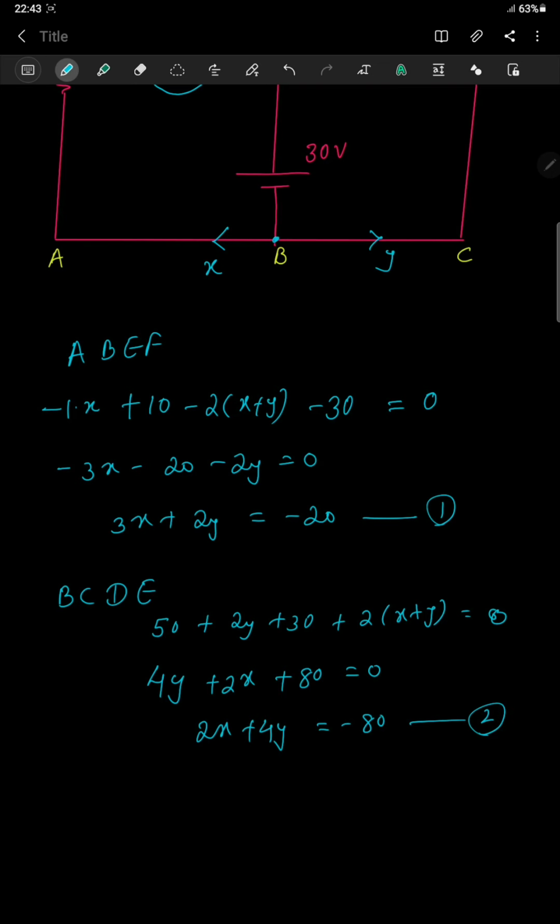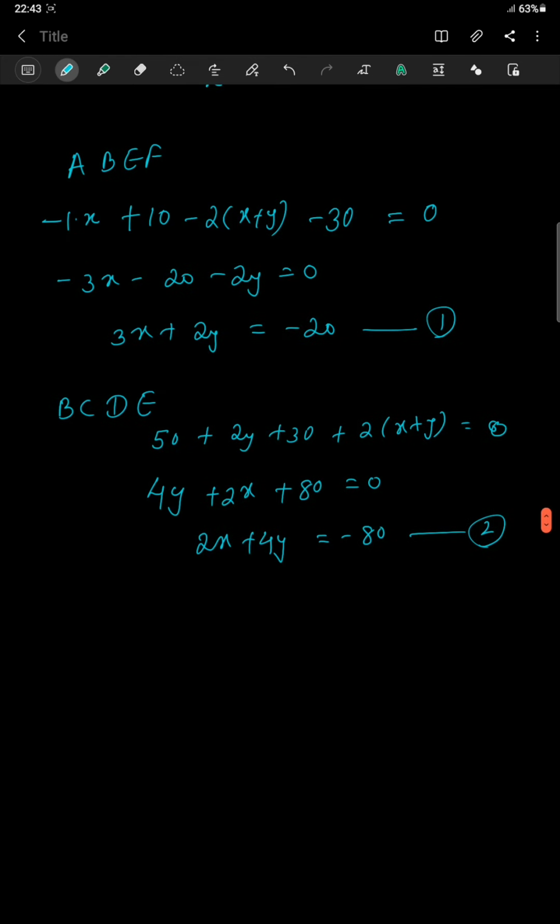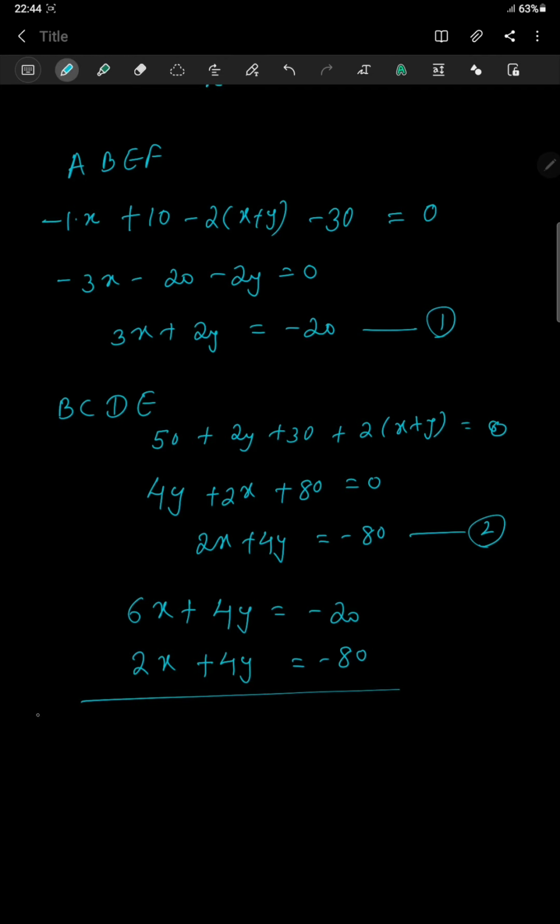So how many unknowns are there? X and y are the unknowns. How many equations do we have? Two equations. So now it is pure mathematics. We can write 6x plus 4y is equal to minus 20, because I have multiplied equation number 1 by 2. Now here I will have 2x plus 4y is equal to minus 80. If I subtract these two equations, the 4y gets cancelled out. So 4x is equal to 40, and x is equal to 10 ampere.